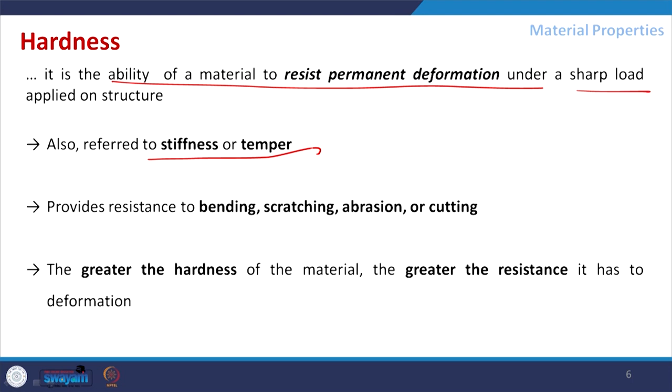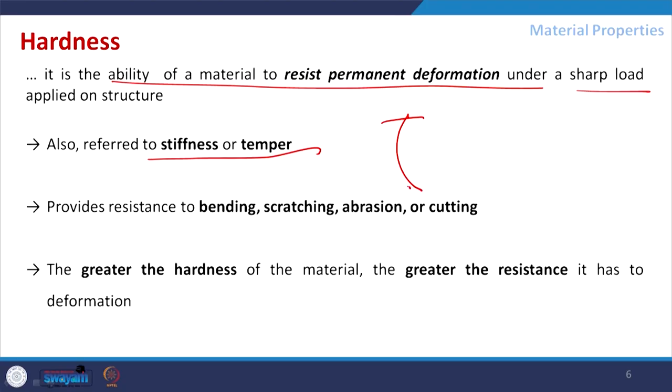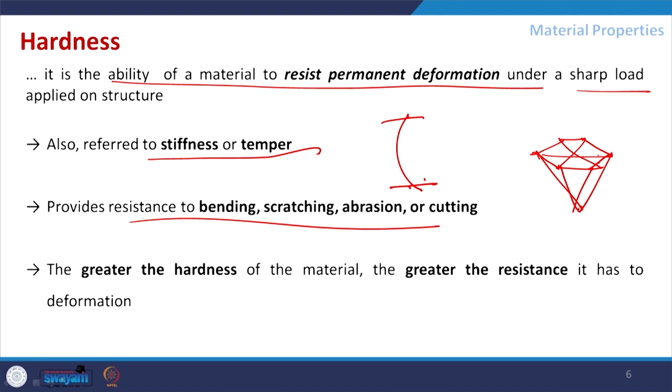So, in that case, what we can say is that tempered glass is normally used in smartphones and all. It will give the stiffness, and due to the stiffness, it will prevent even buckling of something. So, deformation it will resist. It also provides resistance to bending, scratching, abrasion or cutting. Take the example of a diamond. If you see a diamond, it is very hard to make a scratch or even to cut. So, that is an example of hardness.